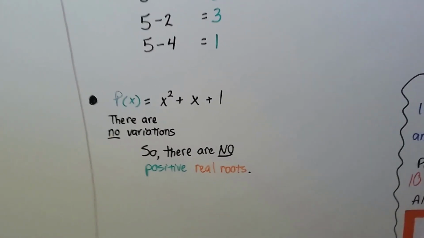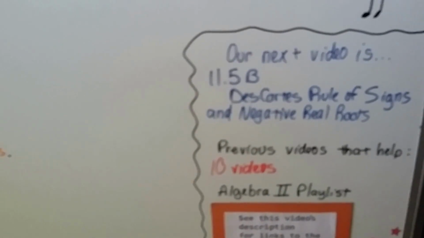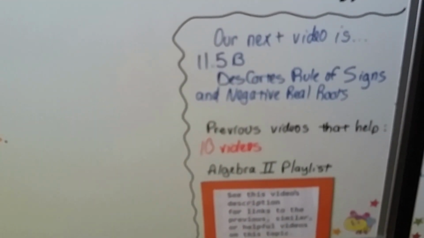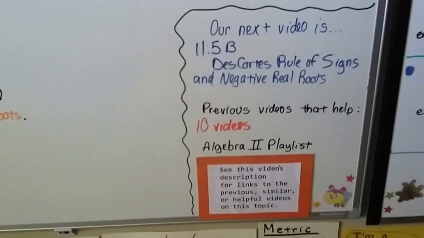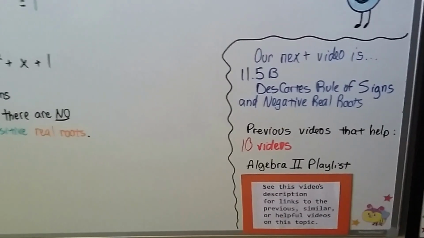Appropriately, our next video is Descartes' rule of signs and negative real roots. So we're going to talk about what happens when we have negative real roots. There's going to be links to those previous 10 videos. Hopefully they'll help you. And I'm going to add this to the Algebra 2 playlist.